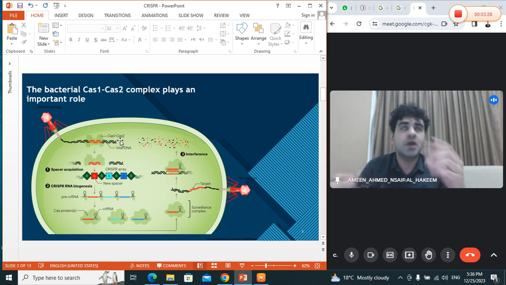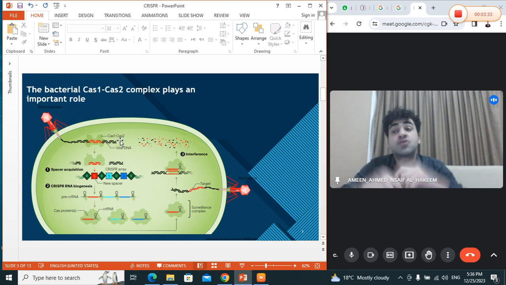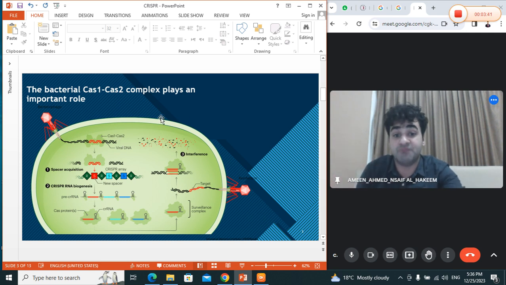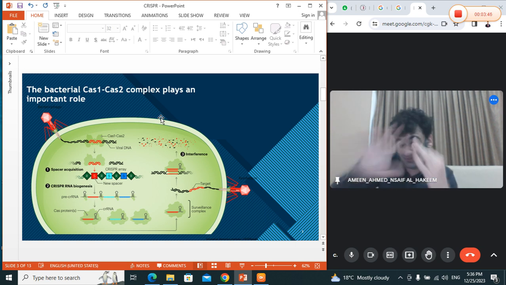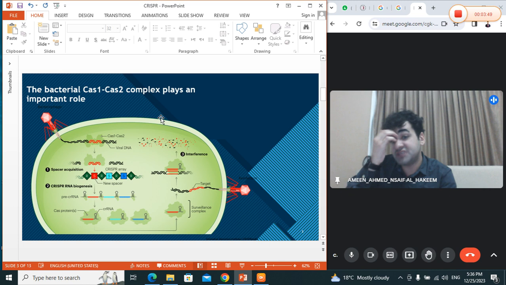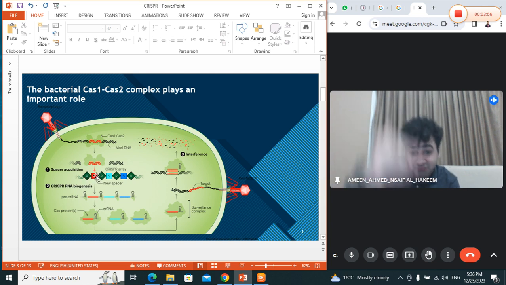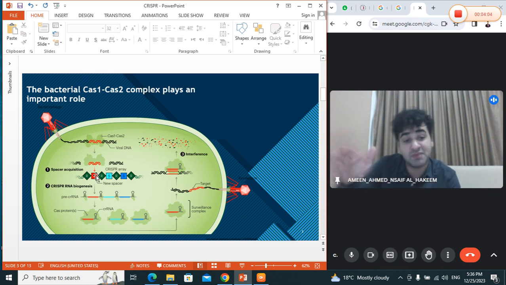So let's go for more information about what is happening inside Cas1 and Cas2, the crucial defense mechanism for the DNA and RNA, as we see here in the presentation. Essentially, there are a few steps I can mention here: spacer acquisition, CRISPR RNA biogenesis, and interference. Four steps in more detail: the adaptation phase, the expression phase, and the interference phase. Also, at the last is the memory and specificity.